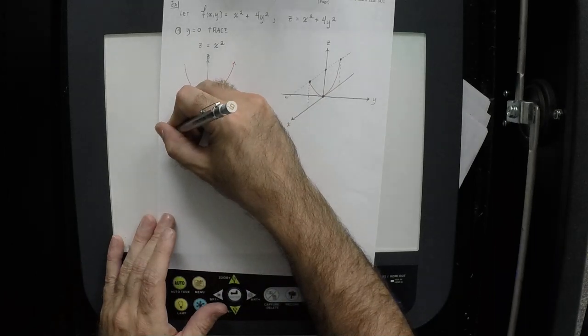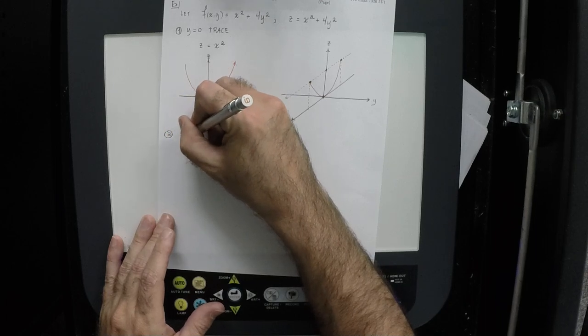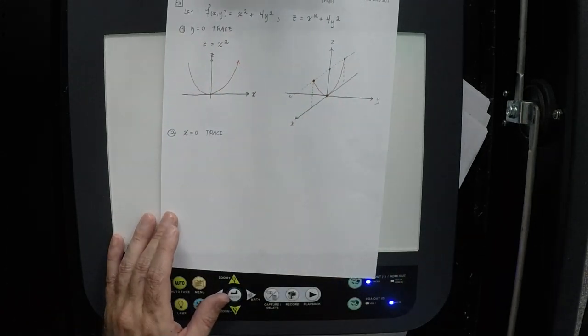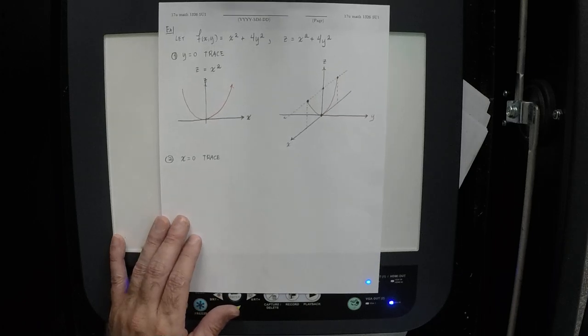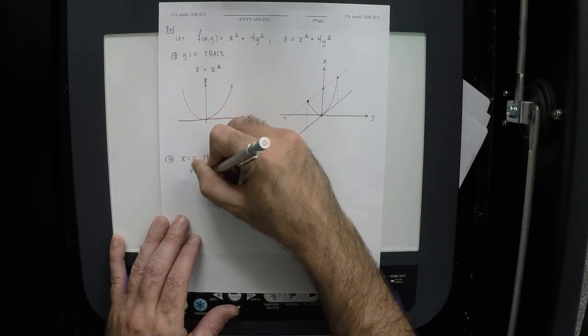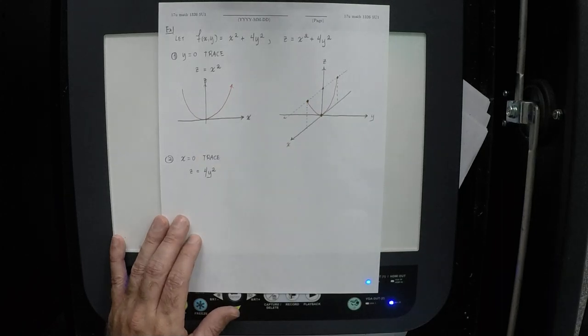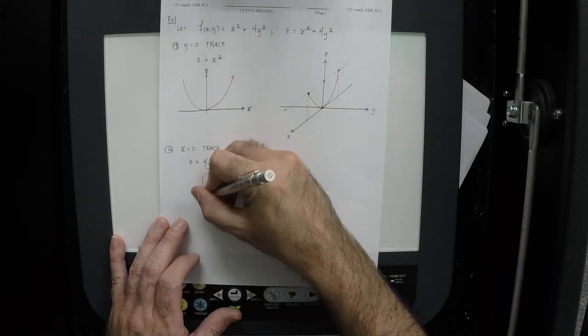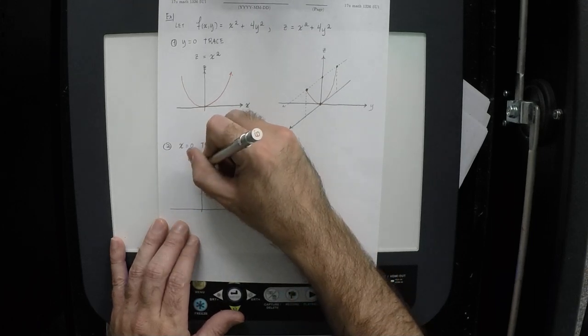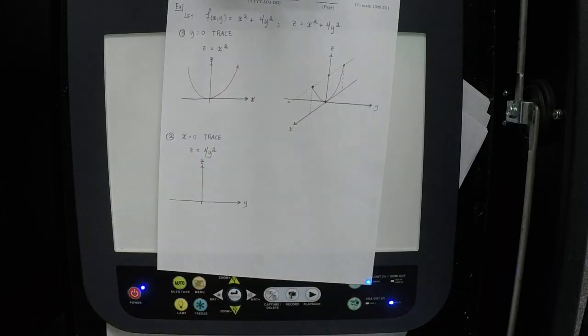Let's try drawing the x equal to 0 trace. So what is the equation in the event that x is 0? In that case, it's z equal 4y squared. Okay, now, if we were to plot this two-dimensionally in the yz plane, then what does z equals 4y squared look like?